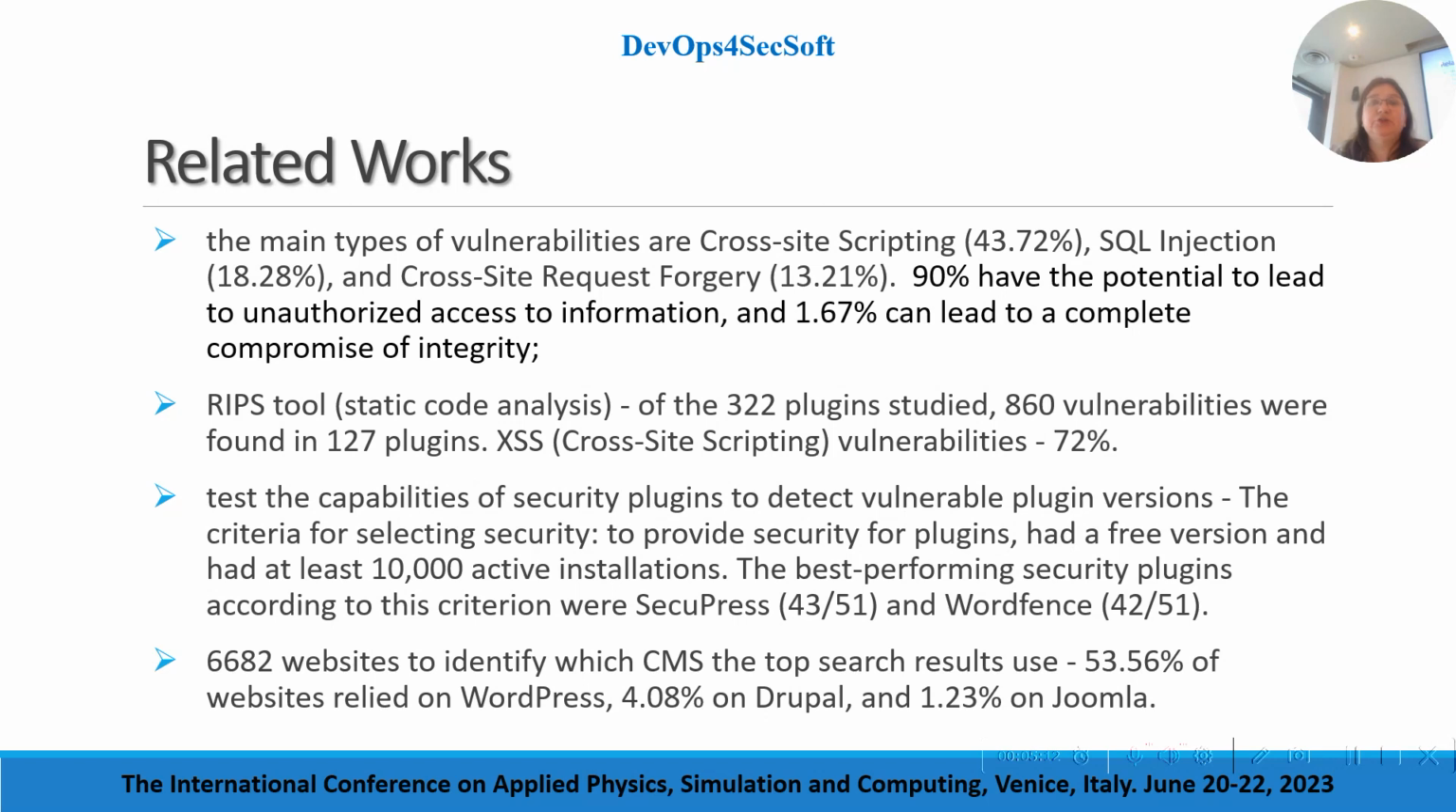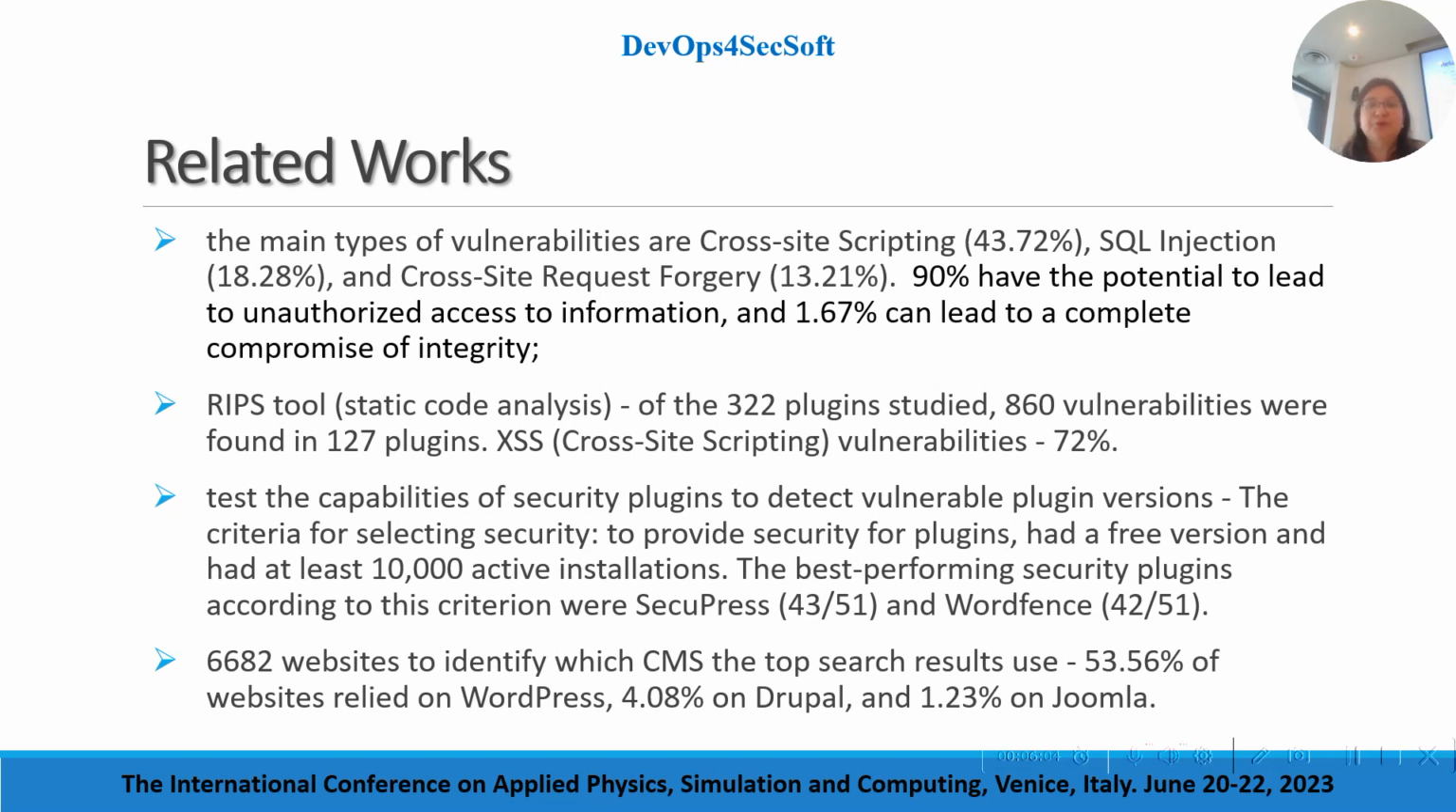The other research uses one software tool, RIPS, which does static code analysis in order to see the most vulnerable security plugins for WordPress and what vulnerabilities were found there. You can see that in this study 320 plugins were used, and 860 vulnerabilities were found in 126 of them using only this tool. But our goal is to have a much more complex analysis of the code. Again, you can see that cross-site scripting is 72% of these vulnerabilities.